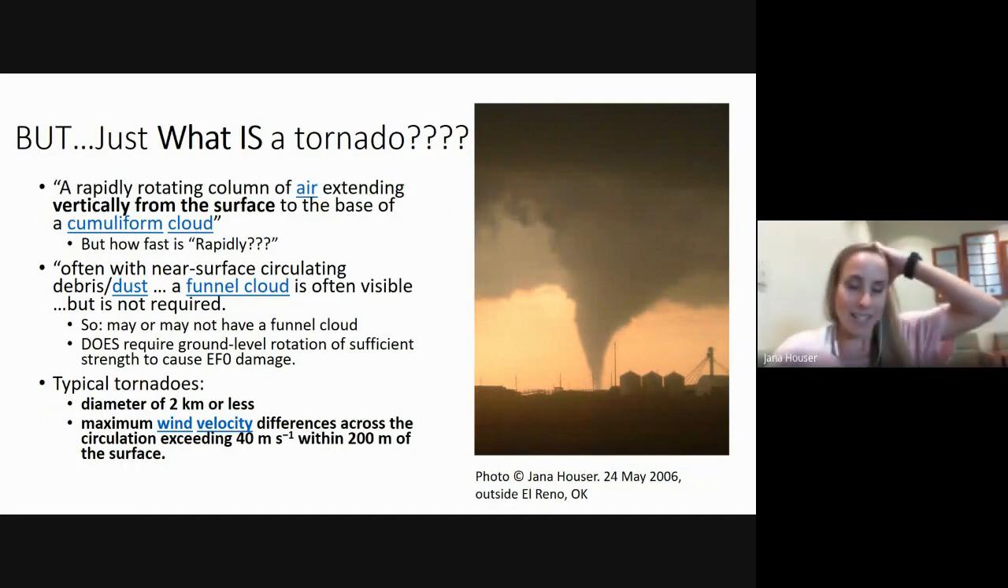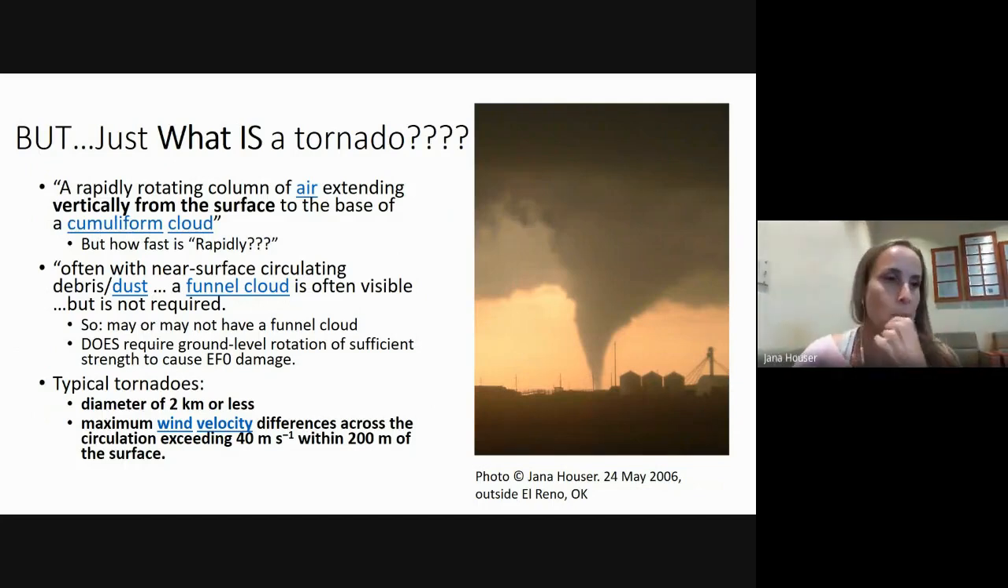All right, so now I'm going to throw in an additional sort of philosophical question here. So what is a tornado? Of course, by definition, we know that a tornado is some kind of really rapidly rotating column of air. It's touching the ground. It's extending upwards into the cloud. But how fast do we have to consider this rotation to be tornadic? And typically the threshold is, you know, it's got to be rotating fast enough to be inducing EF0 damage at the ground.